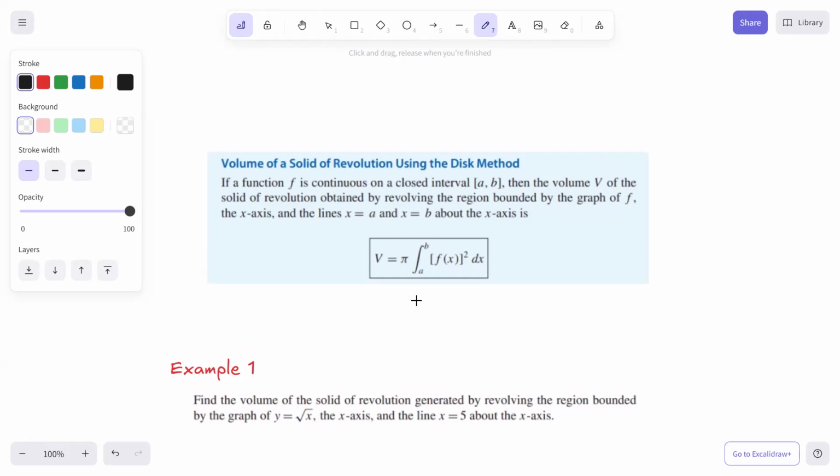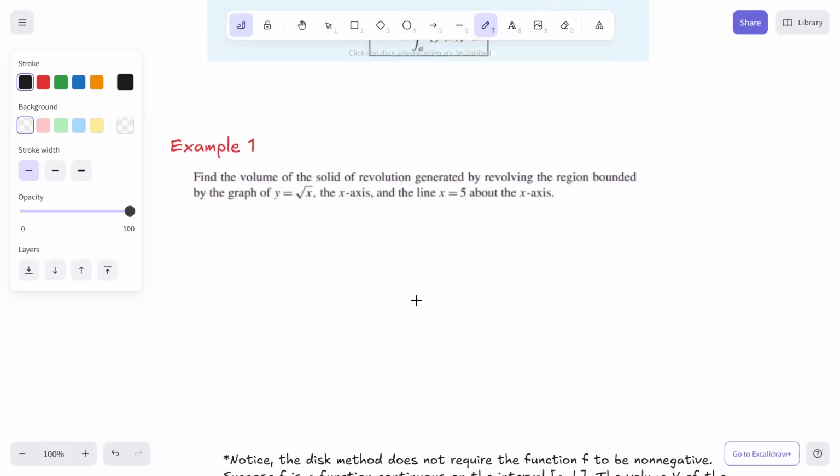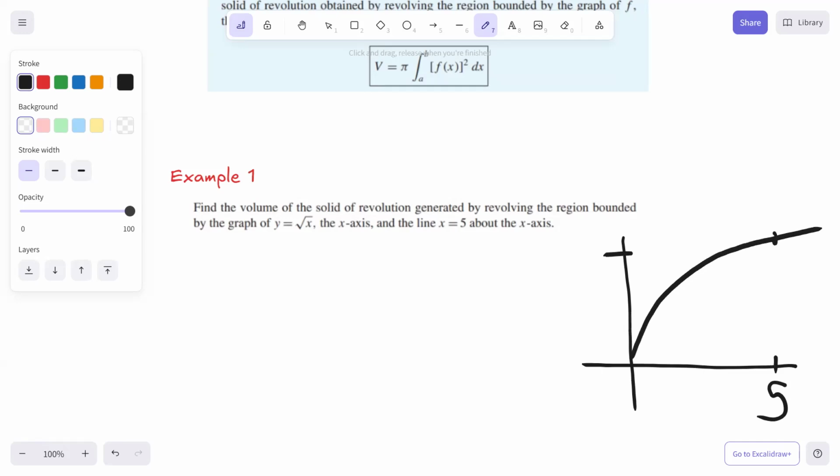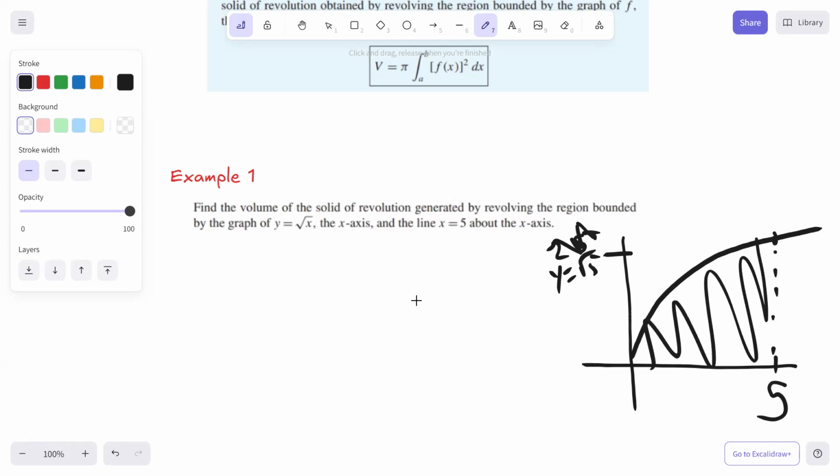Now what we're going to do is find the volume of the solid of revolution generated by revolving the region bounded by the graph of y equals square root x and the line x equals 5 about the x-axis. So if I just draw the region, this is 5, and here's the graph of the square root of x. And this would actually be 25. No, it wouldn't. It would be y equals square root of 5 at that point. So this is our region.